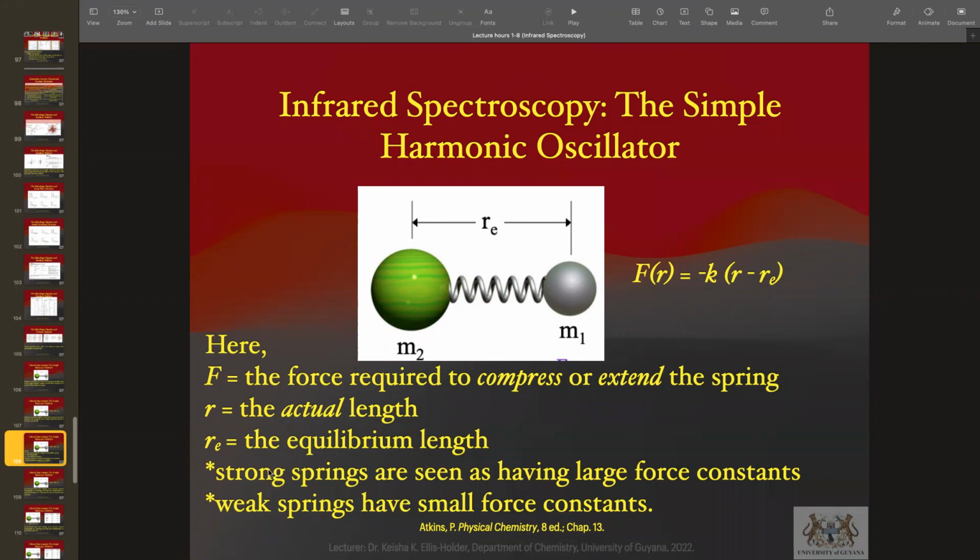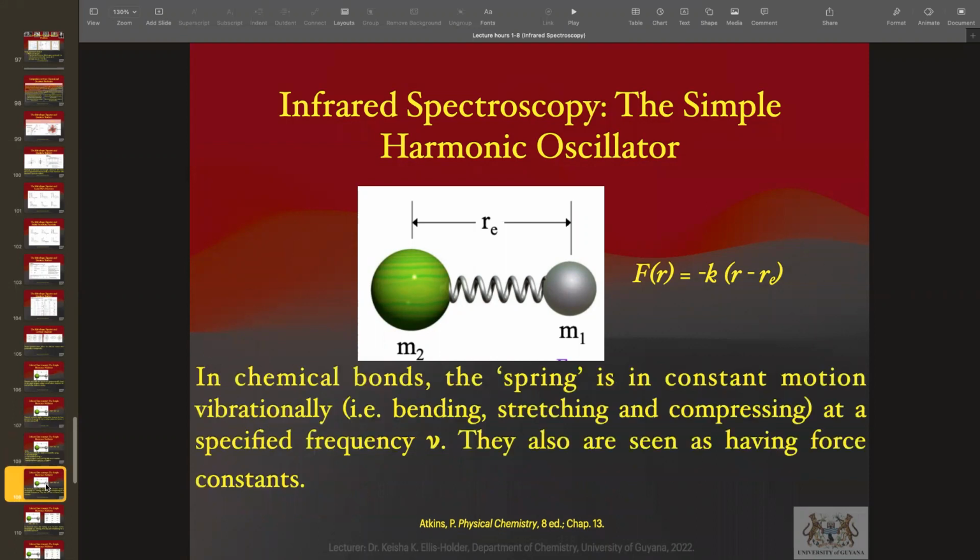And we'll talk about what that means when we say equilibrium length shortly. So I said already that strong springs are seen as having large force constants K, and weak springs are seen as having small force constants. In chemical bonds, the spring, quote unquote, is the bond, or the bond is likened to the spring in the model. And our bonds are in constant motion. They're always bending, stretching, compressing, doing all kinds of things. And so we can't look at our chemical bonds as if they're static, because they're not static, they're constantly moving.